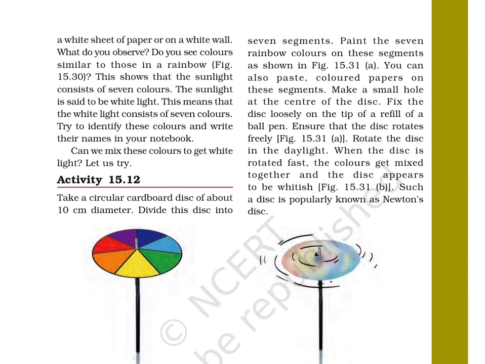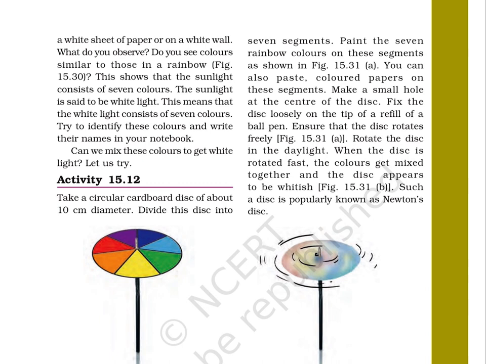Can we mix these colors to get white light? Let us try. Activity 15.12. Take a circular cardboard disc of about 10 cm diameter. Divide this disc into 7 segments. Paint the 7 rainbow colors on these segments as you can observe in figure 15.31a. You can also paste colored papers on these segments.